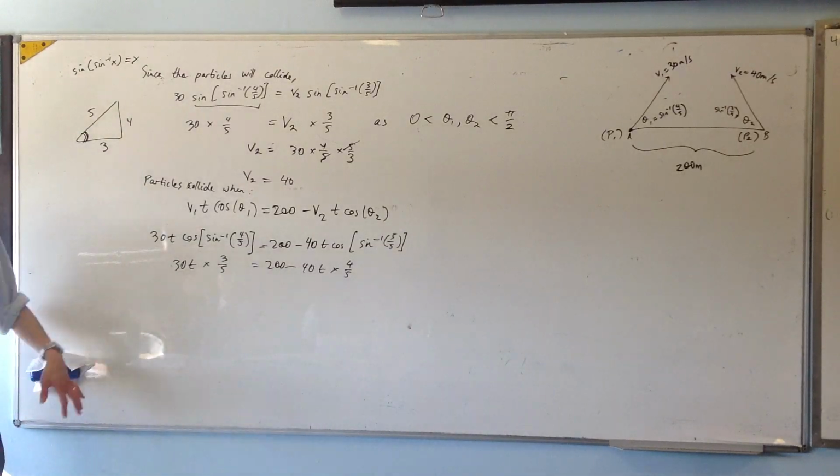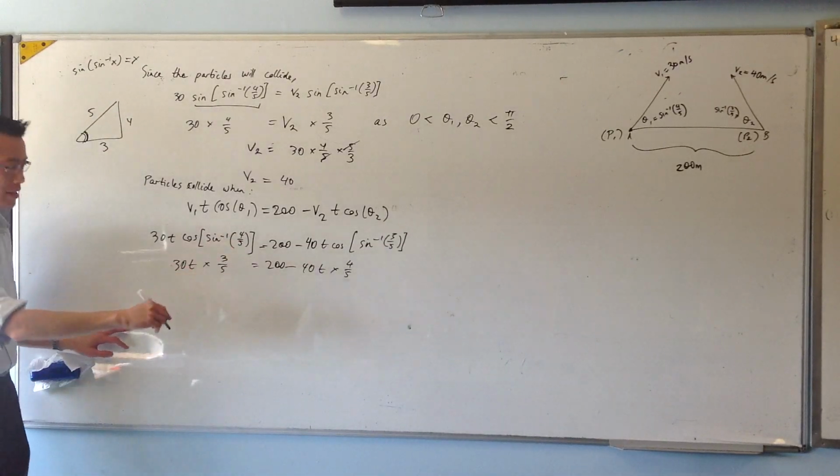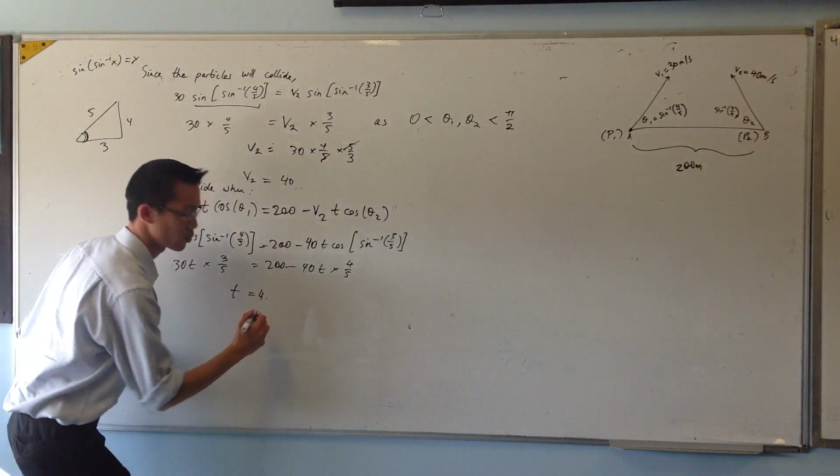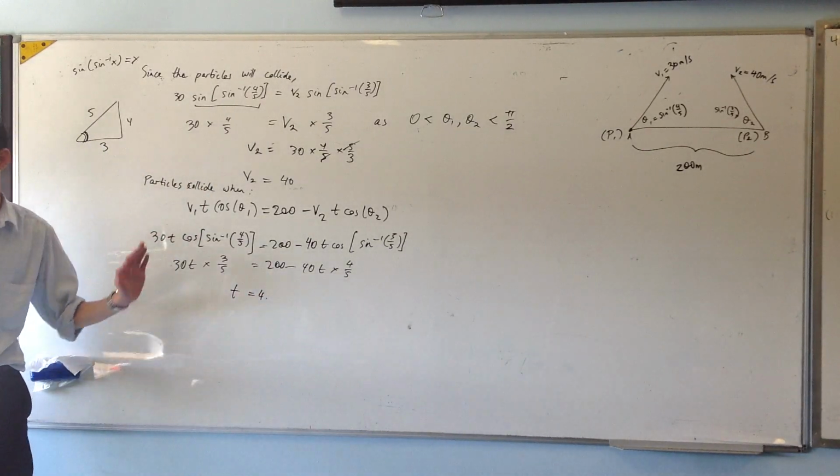All right, now, where are we at? I think you can simplify from here. You're going to land on t equals 4. Are you satisfied with that? It's not that hard afterwards.